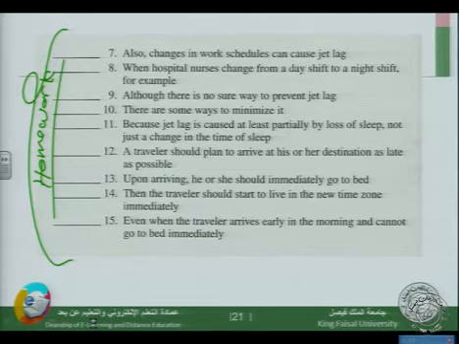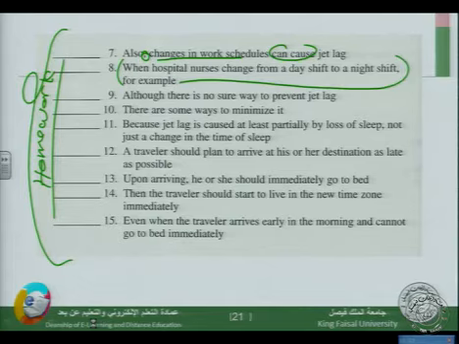For example, also, changes in work schedules can cause jet lag. This one is a complete sentence. We have a subject and here we have a verb, so it is an independent one. لكن لاحظوا طبعا الفاصلة هي اللي حكمت على هذا الموضوع. لكن الجملة 8: when hospital nurses change from a day shift to a night shift, for example. So this is an incomplete sentence. It is meaningless. It is an error. It is incorrect, so you need to fix it.